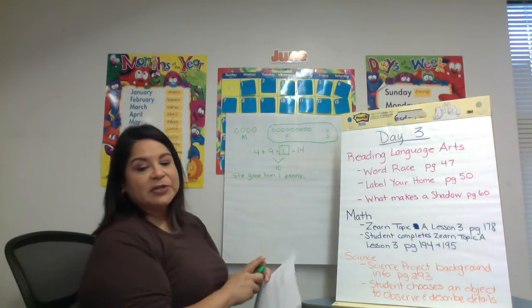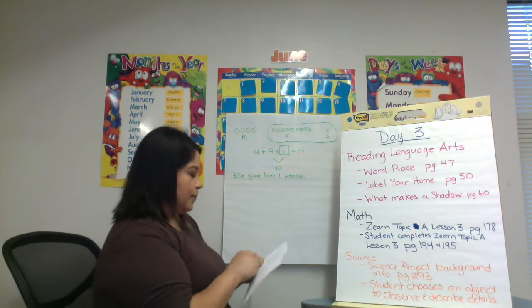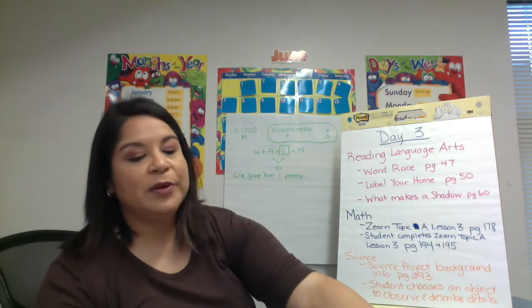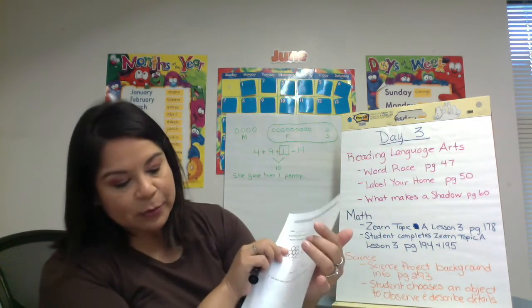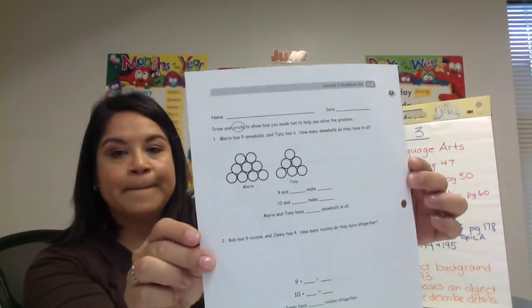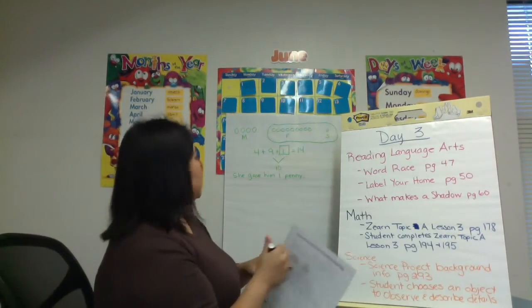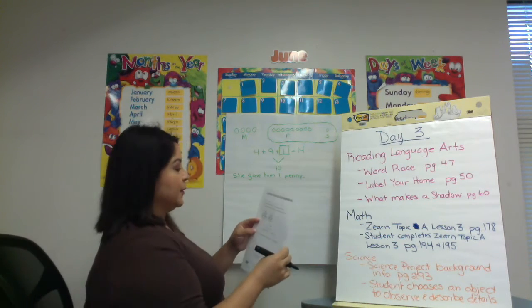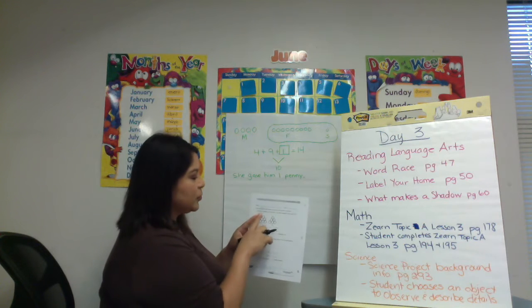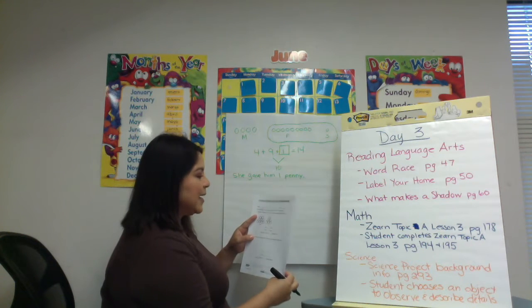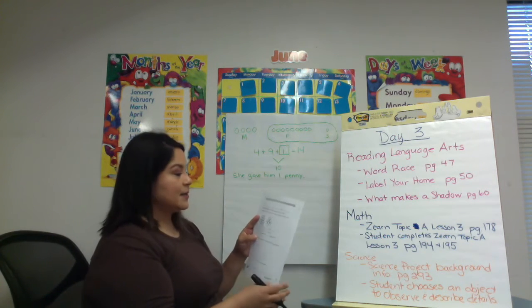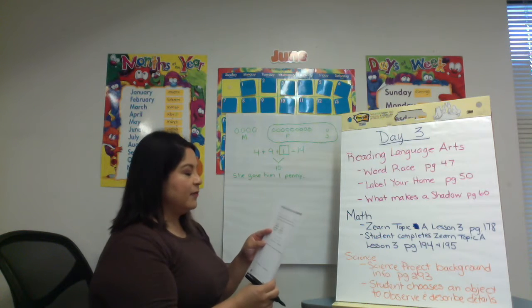Now I'm going to go to page 194 so we can start you off with the next. This is what page 194 looks like, so that we can start them off for the ones that they will be practicing. Okay, so it says draw a circle to show how you made 10 to help you solve the problem. Maria has 9 snowballs and Tony has 6. How many snowballs do they have in all?